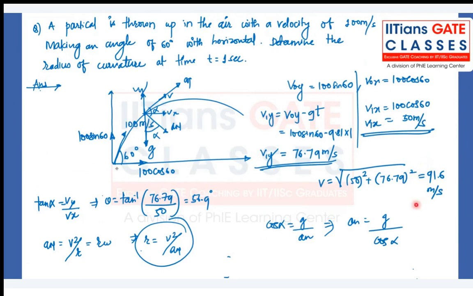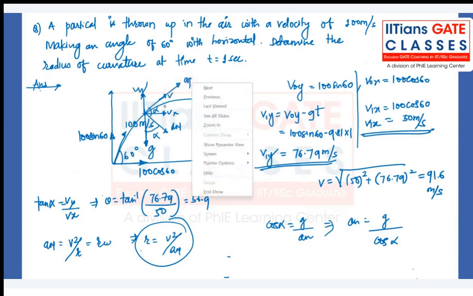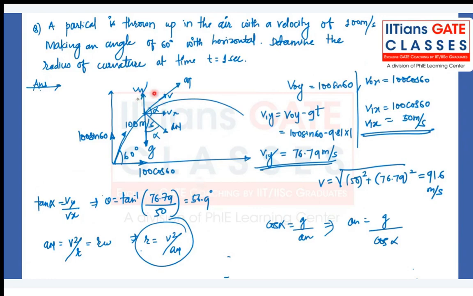Okay, also the angle is reduced from 60 degrees to 56.9 degrees after just 1 second. So at this location, let's say we have thrown the particle upward. The velocity is tangent to the curve. Along that we have the tangential component of the acceleration, and then we have the normal component of the acceleration acting towards the center. And then we have Vy and Vx.